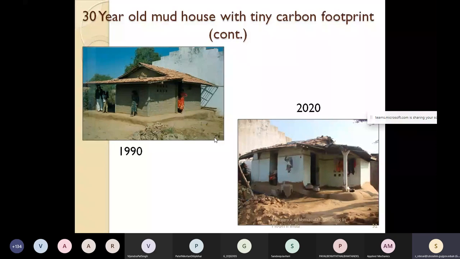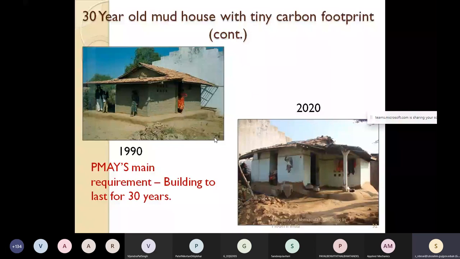Now, interestingly, the PMAY's main requirement is that the house should last for 30 years. So my question is, can this house qualify for PMAY?